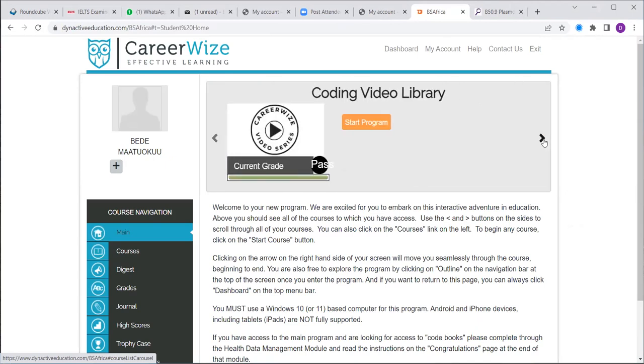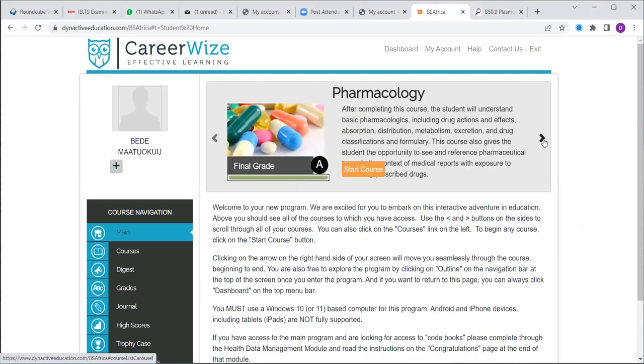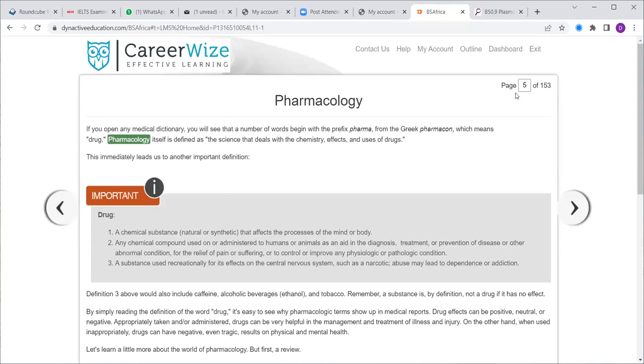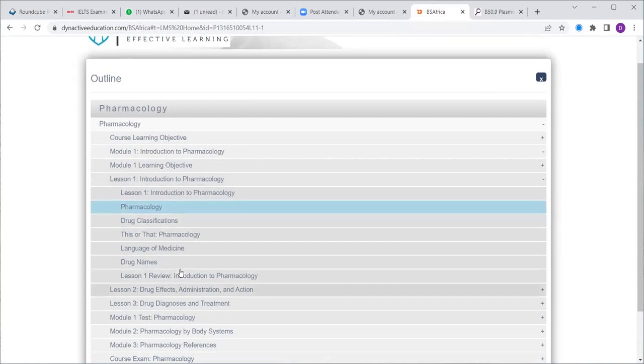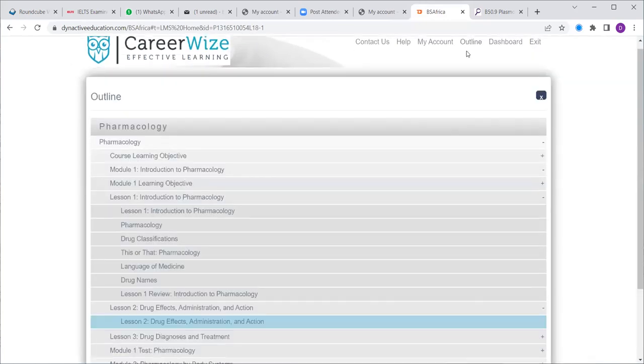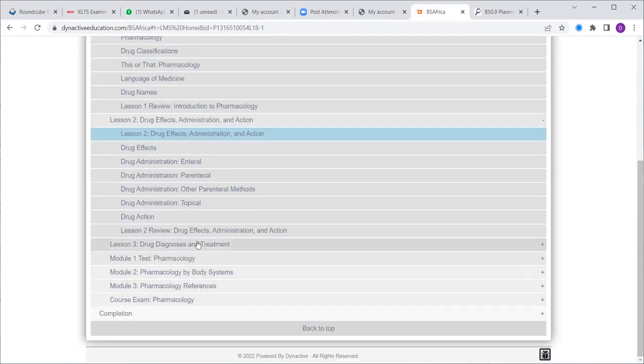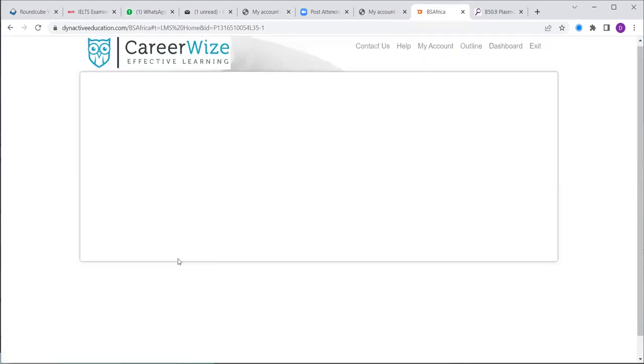You will do a course called pharmacology. Pharmacology, 153 pages. Now you have learned the diseases of the various specialties, pharmacology will teach you the medications to cure those diseases and the side effects of those medications. You learn them under pharmacology. So let's go to common diseases, drug administration, pharmacology tests.